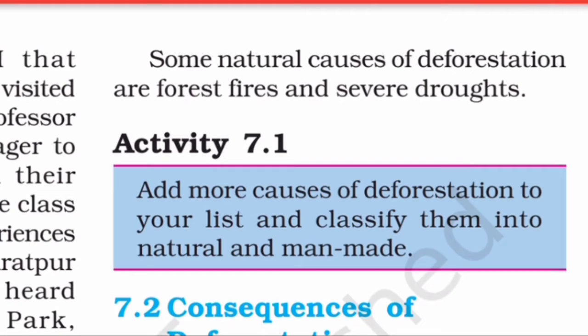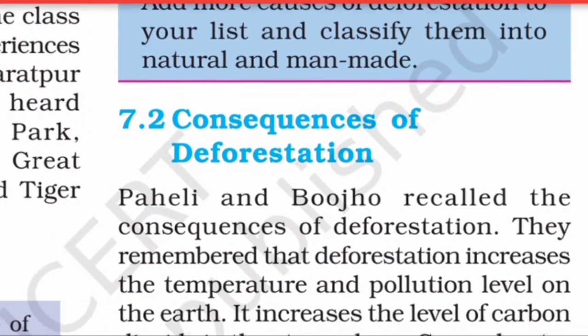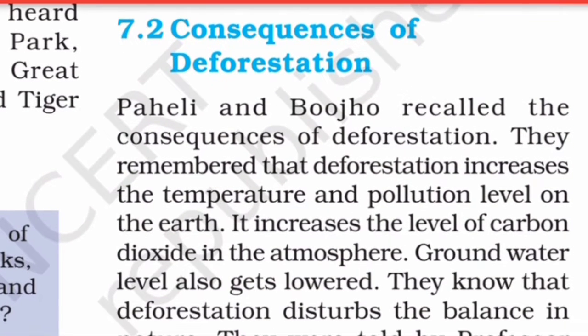Here is activity 7.1. Add more causes of deforestation in your list and classify them into natural and man-made, like landslides, floods. These may be what? The natural disasters. And what are the human activities more which you know? You have to list them out. Okay. Next, consequences of deforestation.